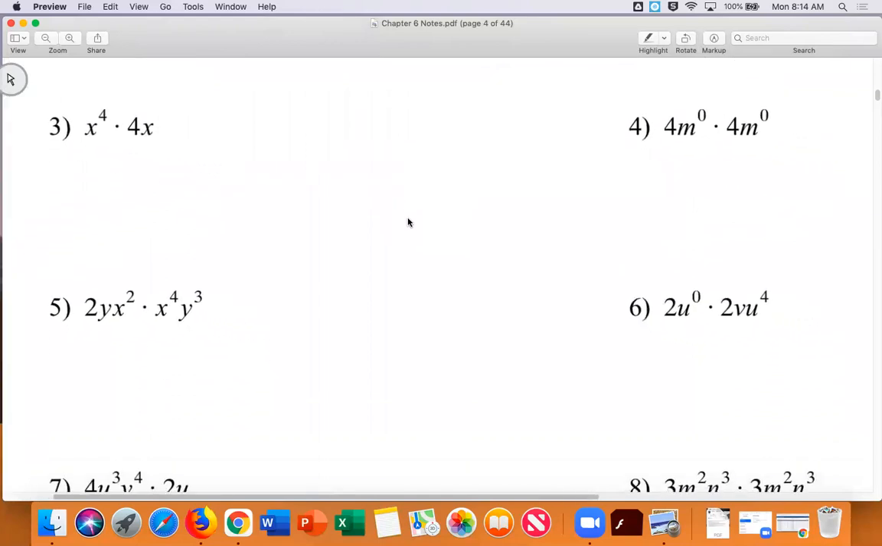All right, let's look at number 3. Number 3, Kanye, we have 2 things, right? We have x's and numbers, agreed? So with the number, I don't really have much to do with it. I just have a 4. I have x to the 4th here and x to the 1 power here in the second part.